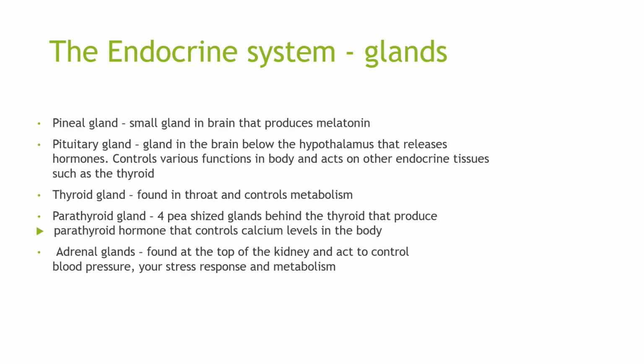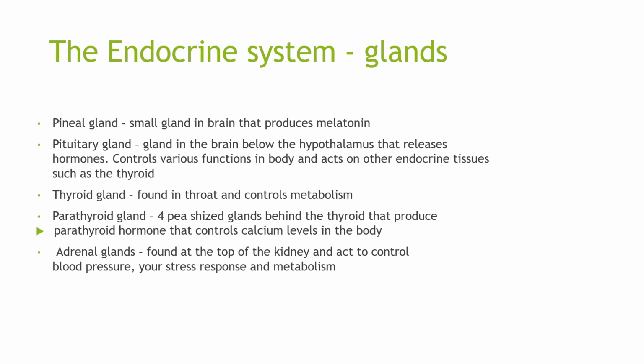Looking at the glands of the endocrine system, we have the pineal gland, which is a small gland in the brain that produces melatonin. The pituitary gland is a gland in the brain below the hypothalamus that releases hormones. This controls various functions of the body and acts on other endocrine tissues such as the thyroid. The thyroid gland is found in the throat and controls metabolism. There's also the parathyroid gland, which is a pea-sized gland behind the thyroid that produces parathyroid hormone, which controls calcium levels in the body.